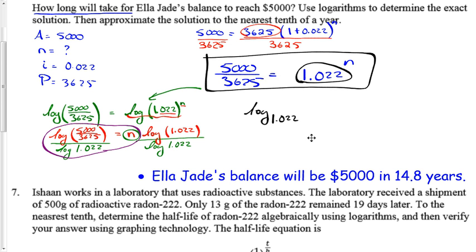The logarithm gives me an exponent as my answer, so my answer will just be n. And it operates on this power, and this is equal to the power over there. So I just have 5,000 divided by 3625. If your calculator will do logarithms of other bases, you could type this in exactly like this. If your calculator will do it, try that out. Again, you should get 14.8 years.